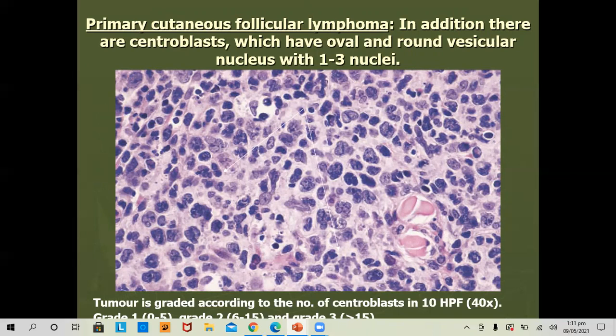And the tumor is graded according to the number of centroblasts present within the tumor, in 10 high power fields, that is 40 magnification. It is graded as grade 1 if the number of centroblasts is 0 to 5 in 10 high power fields. It is graded as grade 2 when the number of centroblasts is from 6 to 15 in 10 high power fields, that is 40 magnification. And the tumor is graded as grade 3 if more than 15 centroblasts are seen in 10 high power fields.